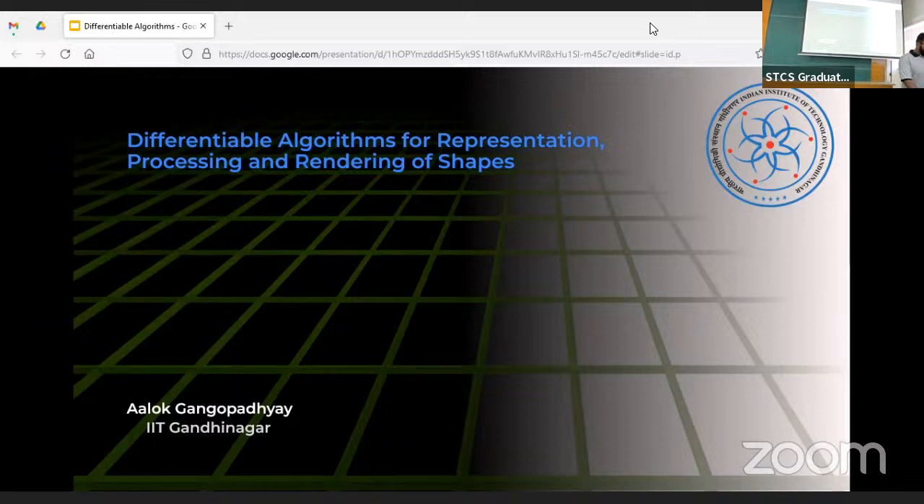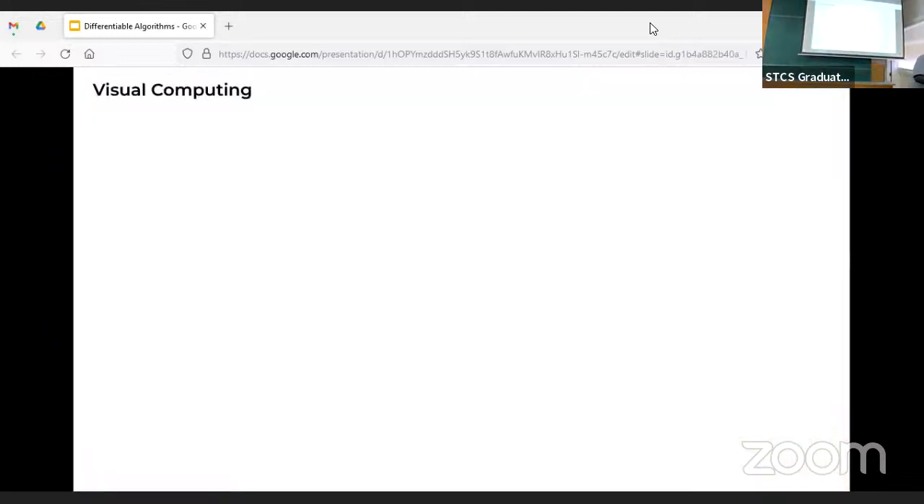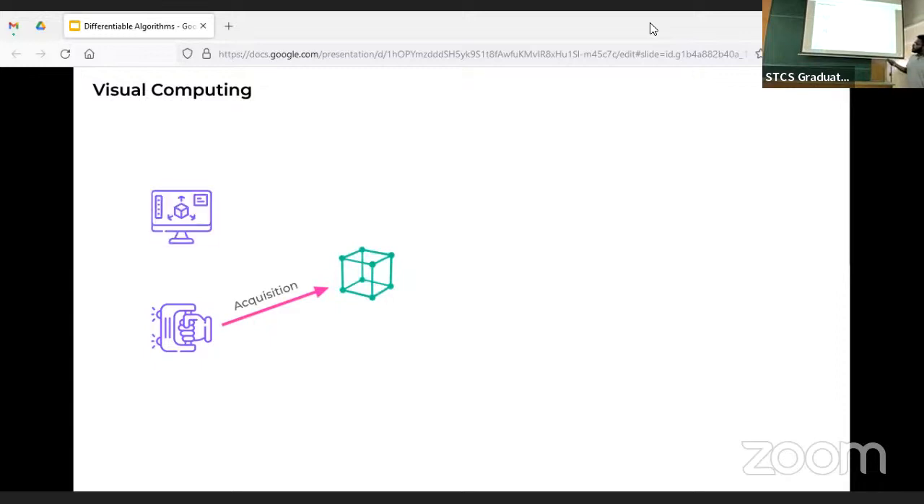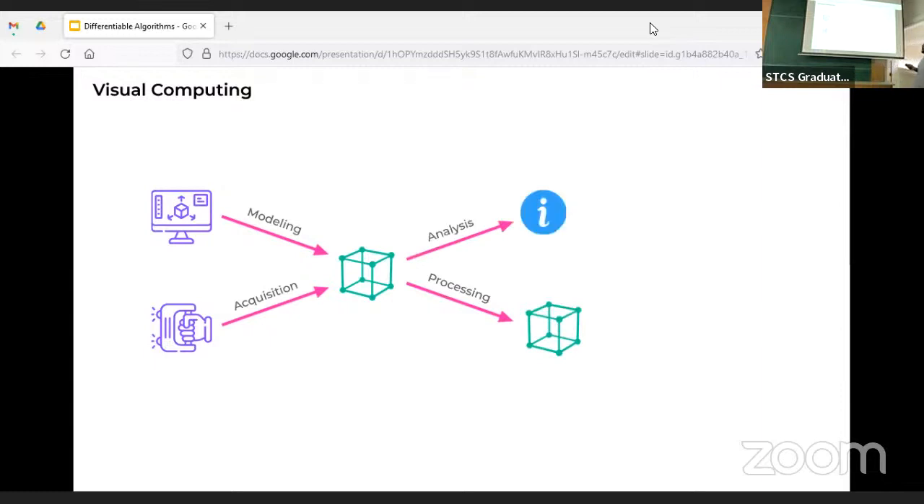So first I'll introduce the field of visual computing. Let's say we have a shape in front of us, like some cube, and we take an acquisition device to scan it. And that's when a shape is born in the digital world. Or we might use some modeling software to create shape using interactive methods. Once we have a shape, we might want to process it, edit it, or modify it to get another shape. Or we might want to extract information from the shape to understand something about it. Given information, we might want to synthesize shape.